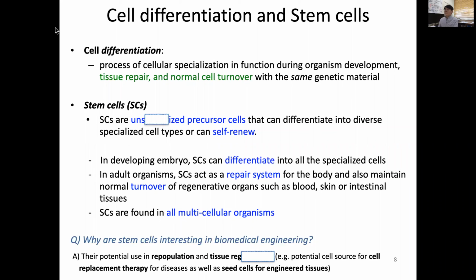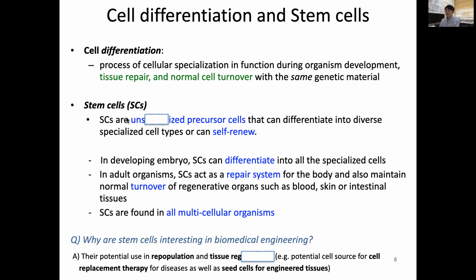So the cells, from the beginning, will differentiate into a terminal state, which is a specialized cell. Cell differentiation is a process of cellular specialization in function during organ development, tissue repair, and even normal cell turnover, with the same genetic material. Especially quite recently, stem cells have become of great interest to biomedical engineers.